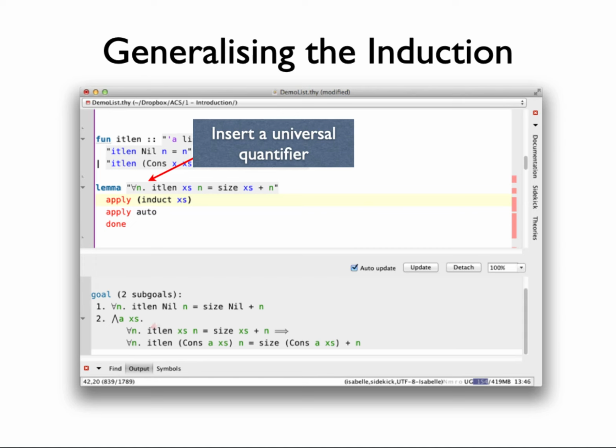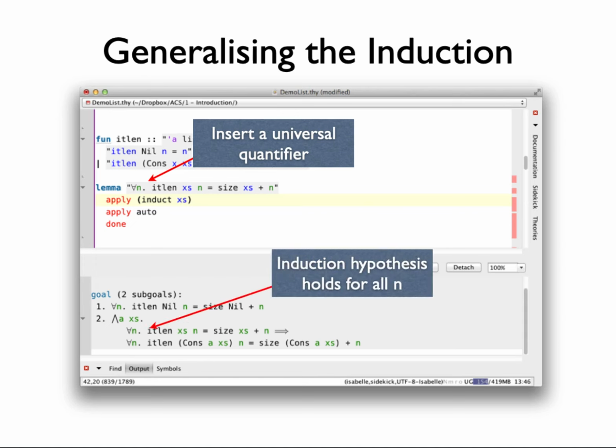And now, what you see there, you see your induction hypothesis of the form for all n. Okay, so the induction hypothesis is still restricted to the shorter list, namely xs, but now it holds for all n. So now we won't have the problem we had before. So this time the proof will work.